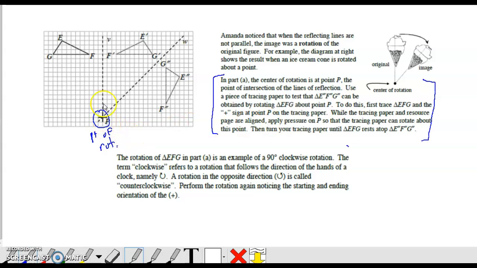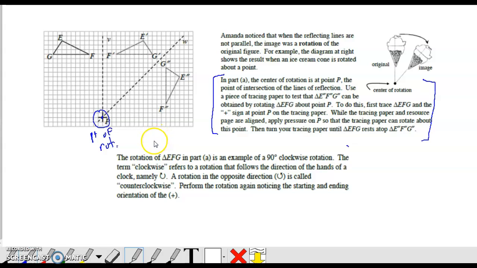So what I want you to do is have your tracing paper cover this whole image, and trace E, G, F onto your tracing paper. And then at your point P, you're going to make a little dot, and then put a little addition sign. So that's what it says here. To do this, first trace E, F, G, and the little addition sign at point P onto your tracing paper. So go ahead, pause the video right now, and try to do that.